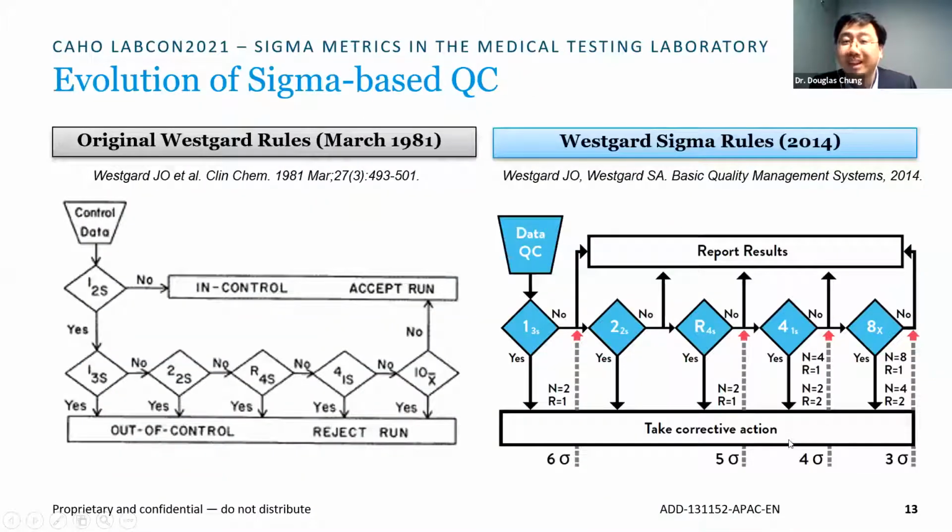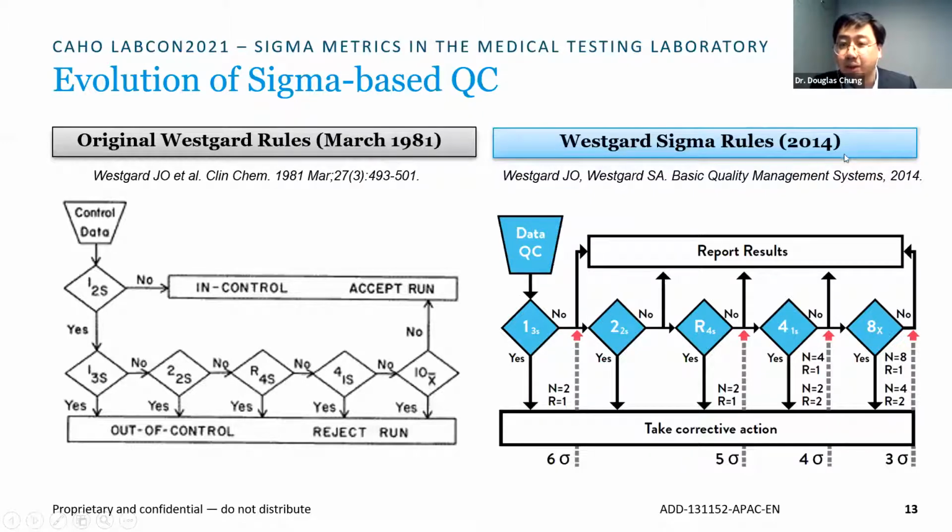And here we come to the evolution of sigma-based QC. You may all remember the original Westgard rules, which came out just 40 years ago. We just celebrated the 40th anniversary in March 1981, when this first came out by Dr. James Westgard, and recently in 2014, the Westgard Sigma rules, which Dr. Jyothi also just presented, and everybody should be well aware of by now, right? So what's the main difference, or what's the evolution here, right?